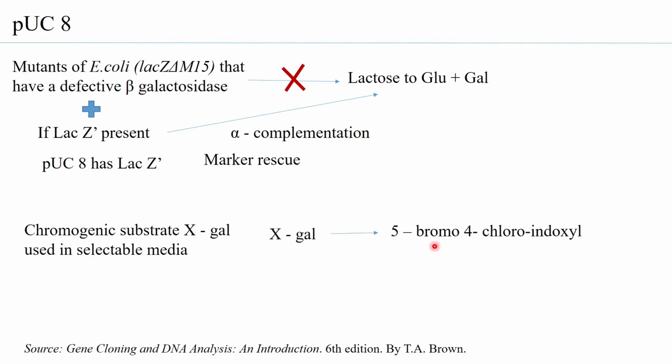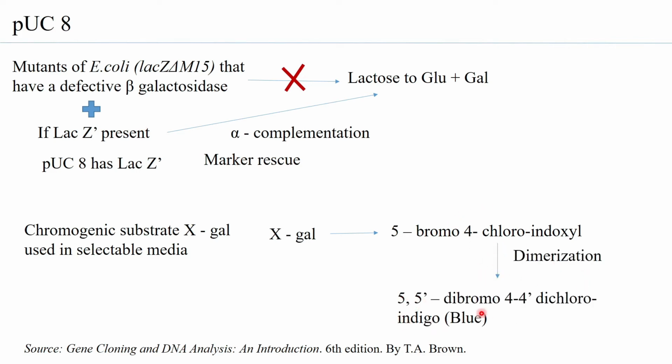So X-gal is actually broken down into 5-bromo-4-chloroindoxyl by beta galactosidase, and this in turn dimerizes to form 5,5'-dibromo-4,4'-dichloro indigo, which means that the product that is formed because of X-gal being converted by beta galactosidase is blue in color. So the formation of a blue color indicates that the beta galactosidase is active.